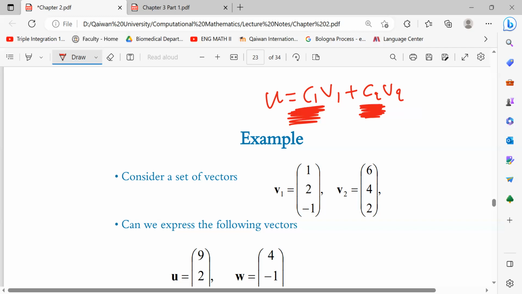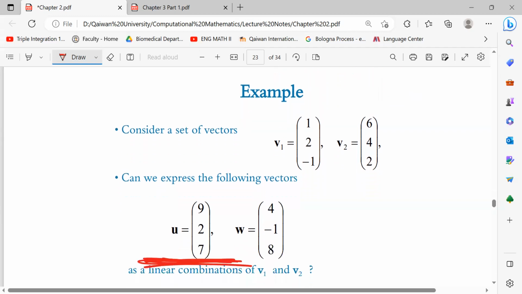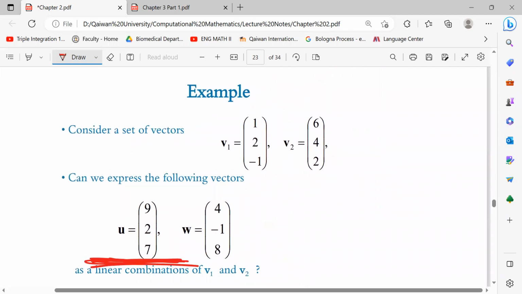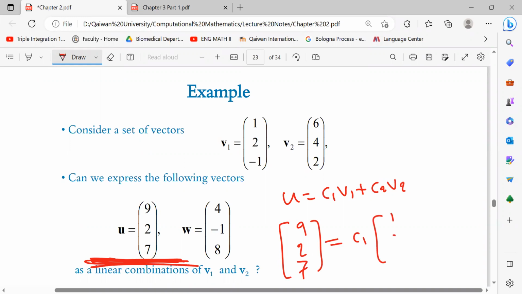Look, here we have given these two vectors, v1 and v2. We say u is, let me write down, vector u is c1 v1 plus c2 v2. So what's vector u? It is equal to c1 times (1, 2, negative 1) plus c2 times (6, 4, 2).